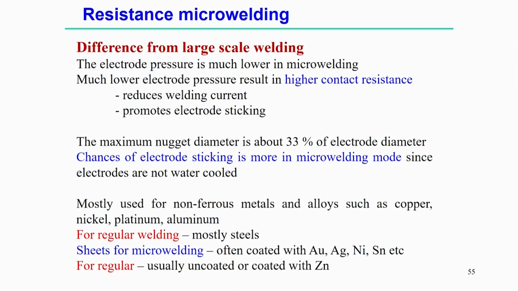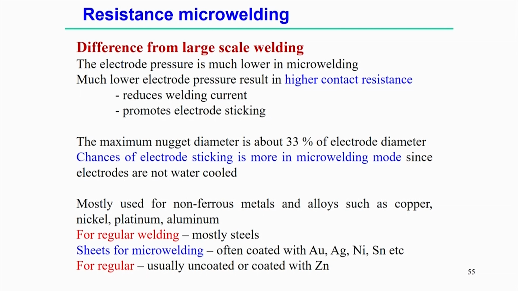If you see, the electrode pressure in micro welding processes is definitely much lower as compared to the conventional welding processes. Much lower electrode pressure results in high contact resistance, and high contact resistance also reduces the welding current. Of course, the difficulty is that it promotes electrode sticking.